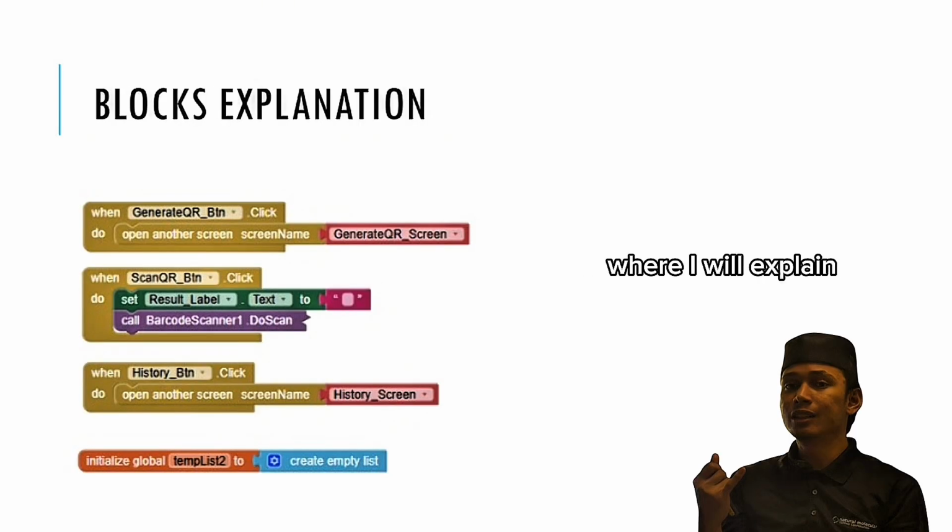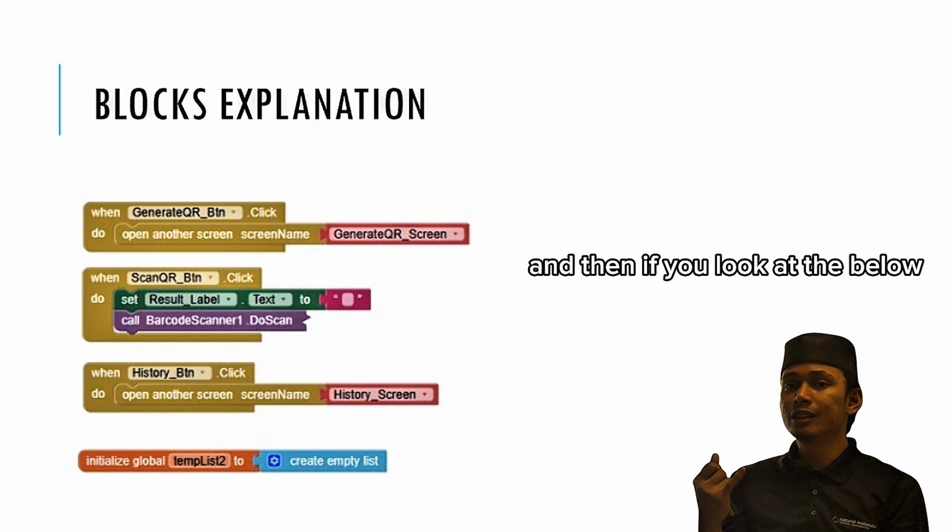Let's continue our video where I will explain the block code that we use to build this app. Firstly, if you look at the app in the top screen, there is code that says when generate QR button click, do open another screen named generate QR screen. This code is a function to open another screen if the user presses the generate QR button. It will go to another screen where the user will generate a QR code.